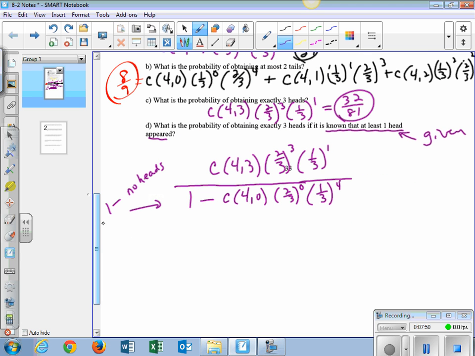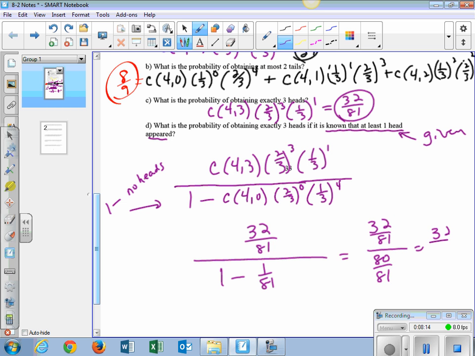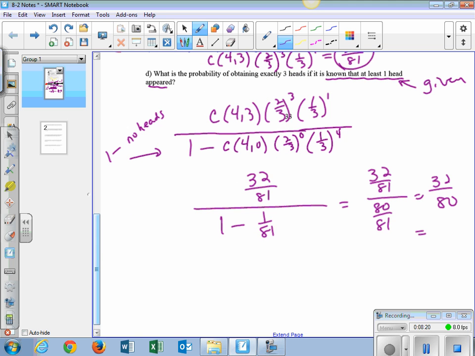Since I've already got the numerator from the previous problem, 32/81 over 1 minus 4 choose 0 is 1. 2/3 to the 0 is 1. 1/3 to the 4th would be 1/81. So I get 32/81 divided by 80/81. So I get 32/80. Now if you want to reduce 32/80, that's fine by me. I would get 2/5 if I reduce it completely. Okay? There's the first page.